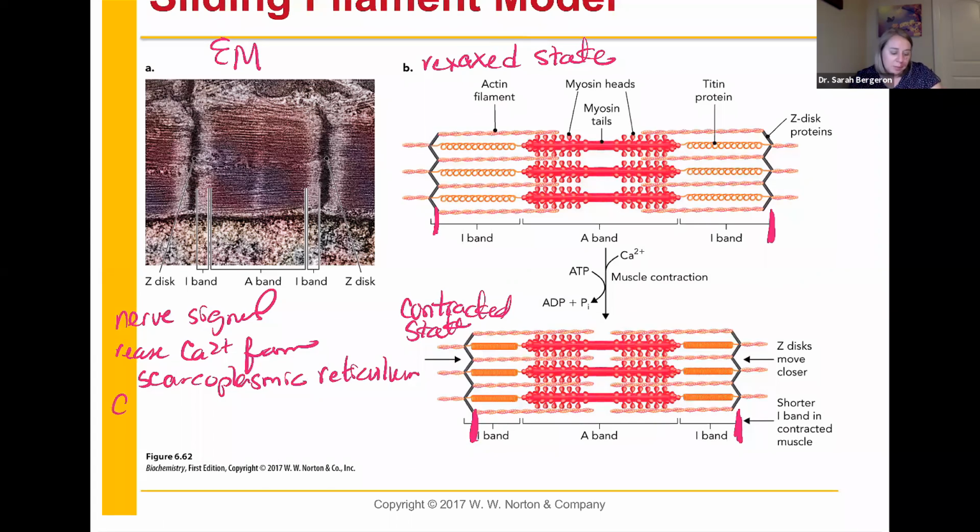The calcium is going to bind to troponin, right? The troponin is going to undergo a conformational change. Then tropomyosin is going to undergo a conformational change. Now those myosin head groups can attach to the actin, and the myosin head groups are going to act as a ratchet, right? This is our actin. Our myosin's basically going to grab onto it and ratchet it. And so it's going to pull it in one direction.